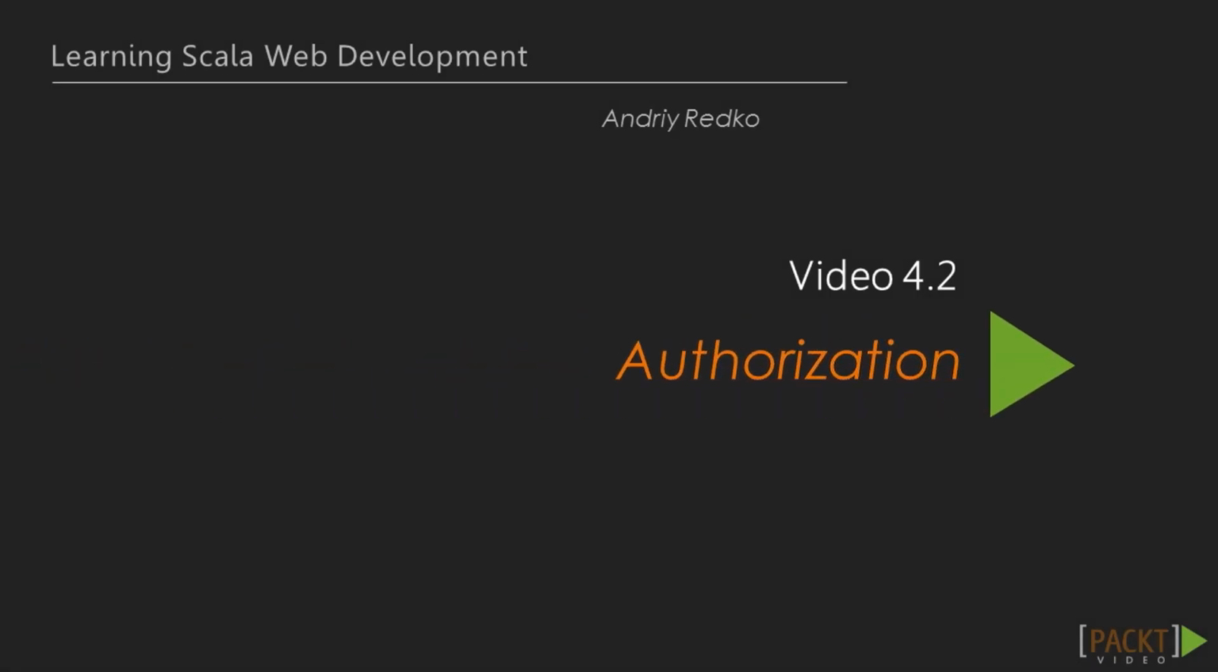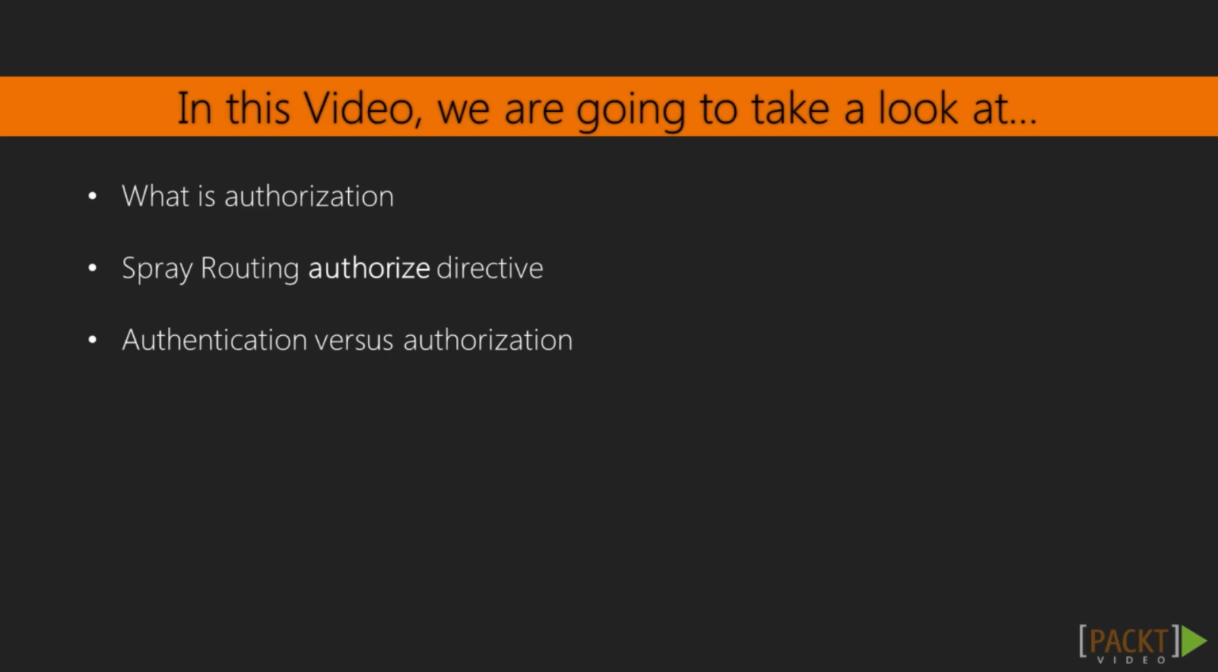In the previous video, we learned what authentication is in the context of web services and APIs. In this video, we're going to tackle another important security measure called authorization. We will be taking a look at authorization as another mechanism to limit the access to protected resources, and what Spray routing DSL can offer with respect to its support.